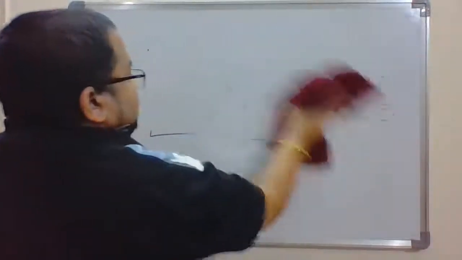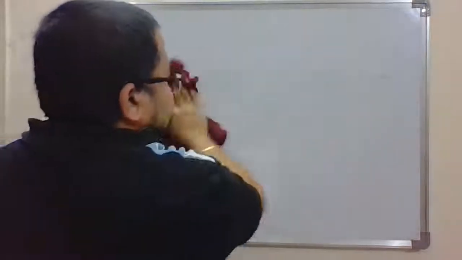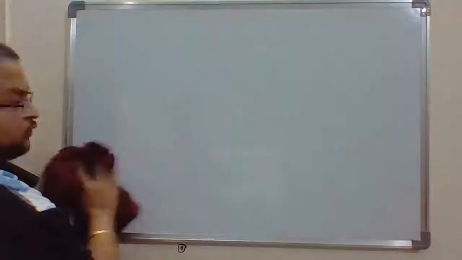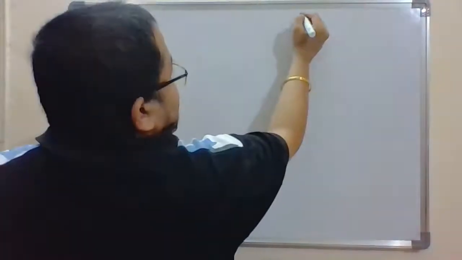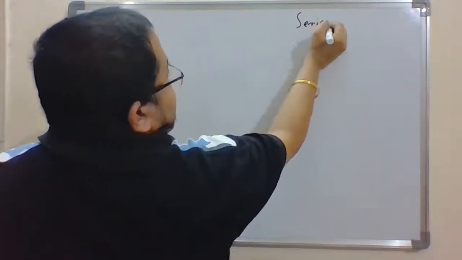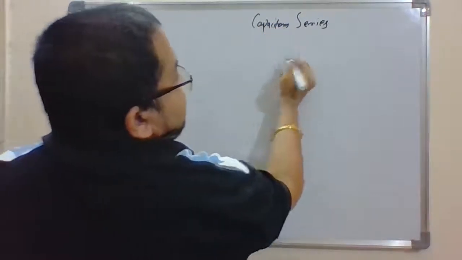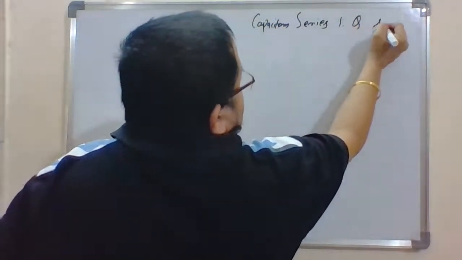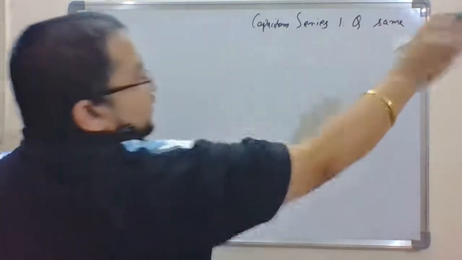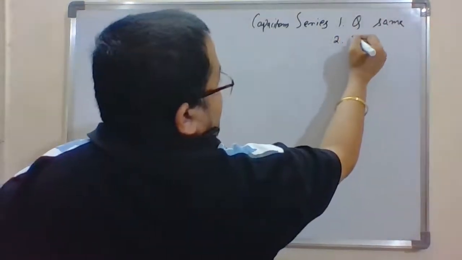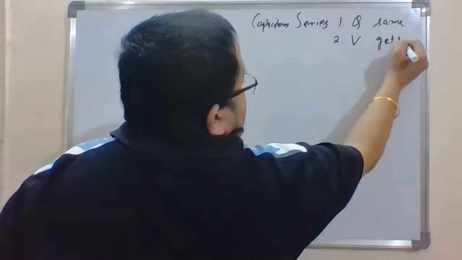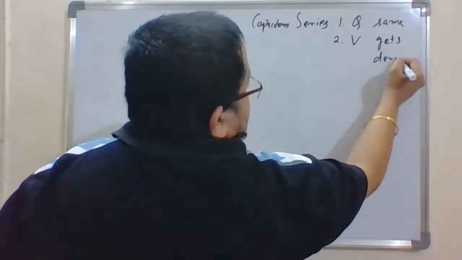Good. So let's keep moving. Now we have seen these 2 points, which you may note down: when capacitors are in series, the charge remains the same across all of them, and the potential gets divided.